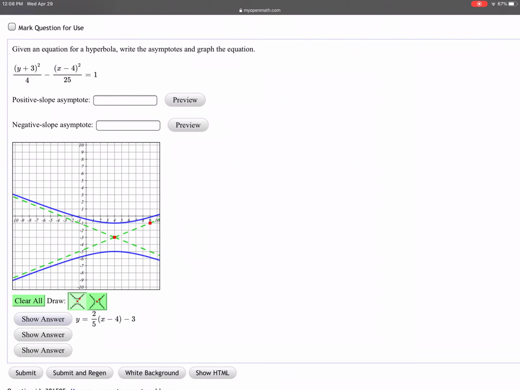I want you to see that we did it. I'm going to show the answer for the 2 asymptote lines. See how they're exactly what we had. Plus and minus 2/5 (x minus 4) minus 3, like that. There are the asymptote line equations, and there's the graph.